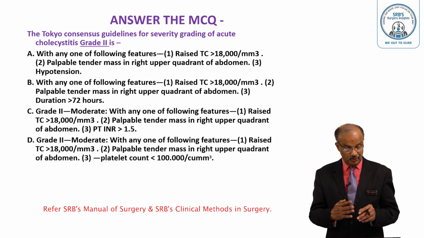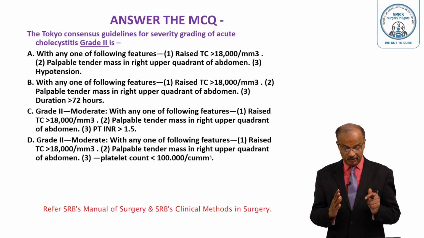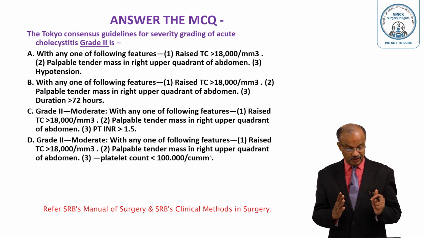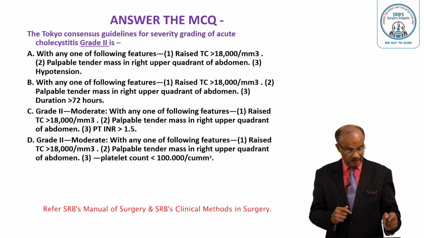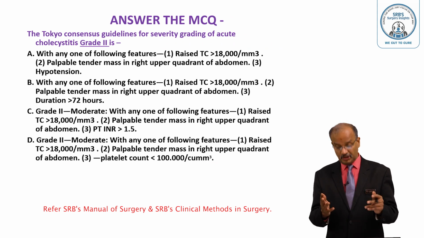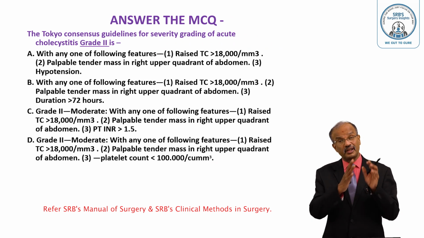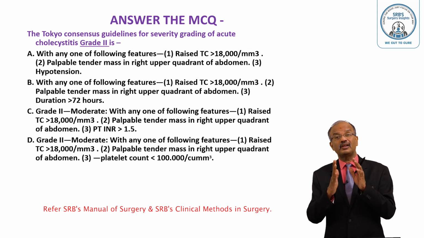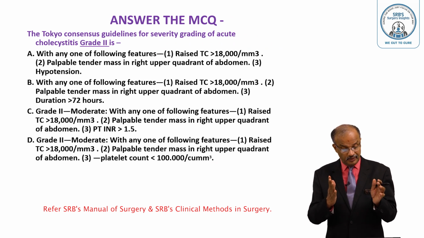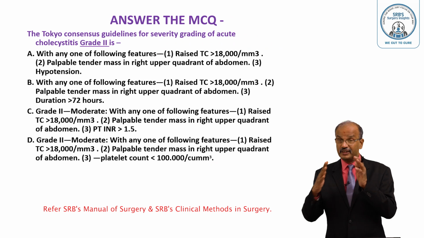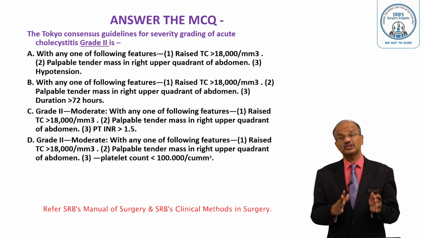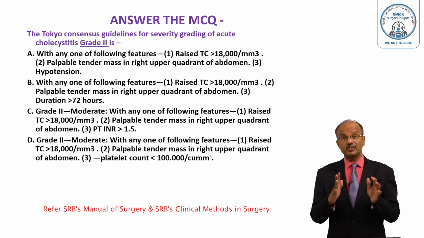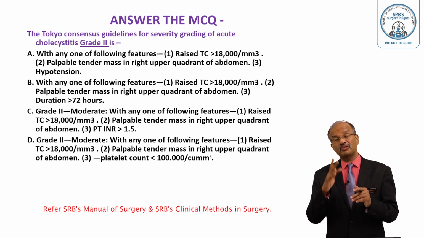Another MCQ: Tokyo consensus guidelines for severity grading of acute cholecystitis, grade 2 is A, B, C, D. Go through this one. Click the right answer. It is an MCQ question asked in different national level exams like NEET. So Tokyo level gradings you should know to answer such questions very clearly. So go through it, memorize, and put the right answer in the comment box. I will give the right answer later.